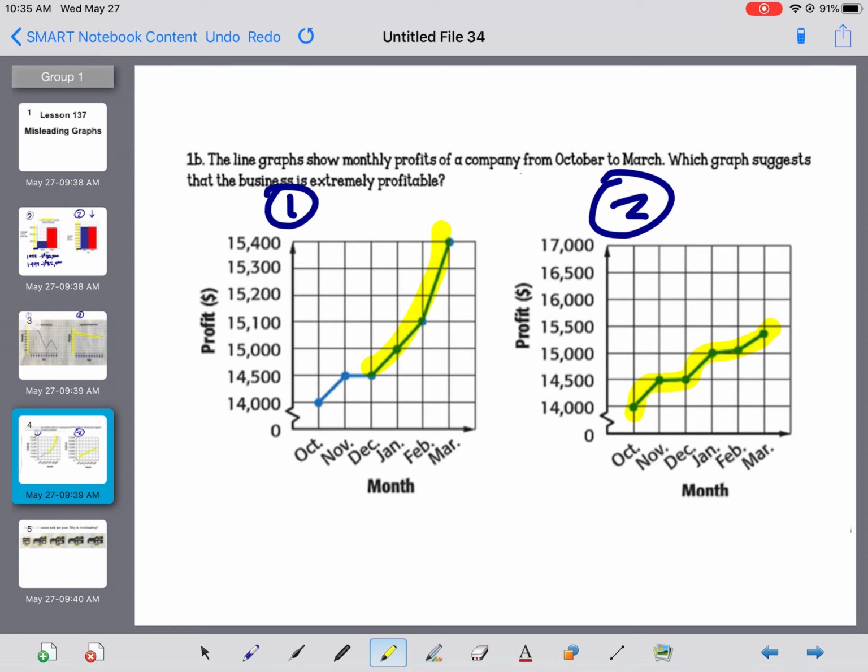Now, if you look at the scales here, you may be tricked because you see that both of the graphs don't start at 0. They've got that broken line and then they jump right up to 14,000. So you may think, that's kind of strange. But if you look closer, you will notice the reason graph number 1 has that sharp increase.